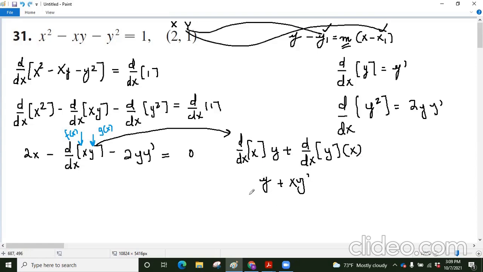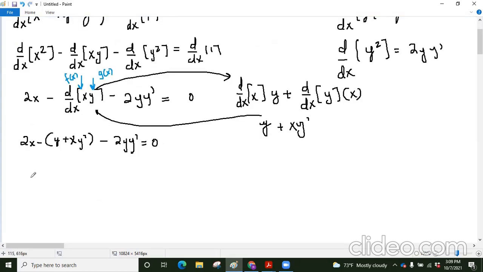So that's the derivative. We're going to come back here and put this back in here. So we're going to say 2x minus y plus x y prime minus 2y y prime equals 0. We're going to distribute that negative, so that's 2x minus y minus x y prime minus 2y y prime equals 0.